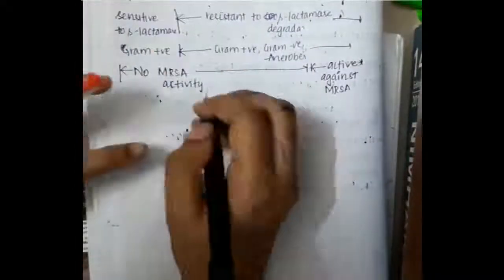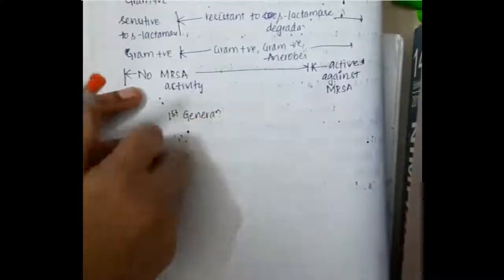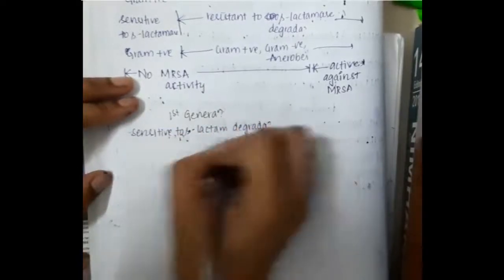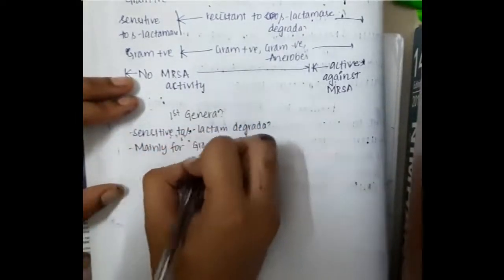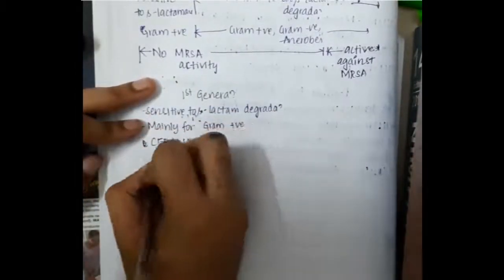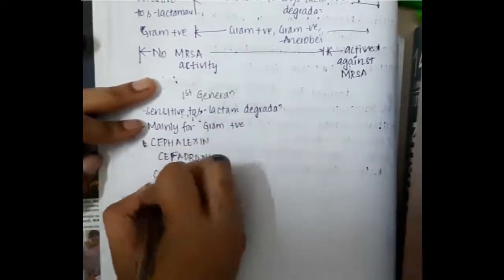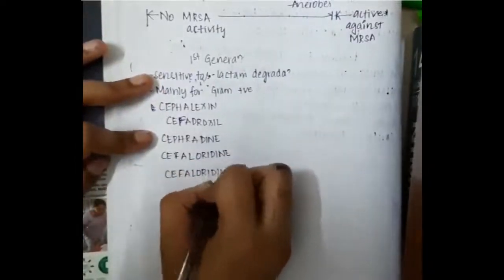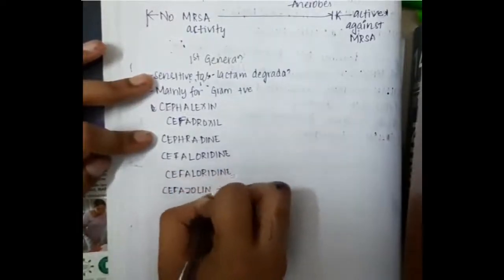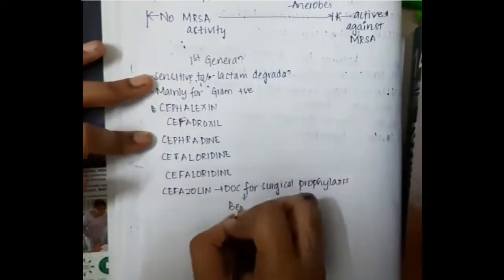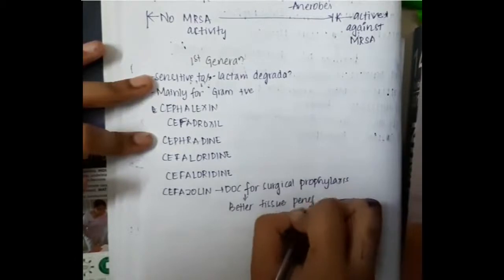Now we have the first generation cephalosporins. First generation cephalosporins are mainly sensitive to beta lactamase degradation. They are mainly for gram positive. These include cefalexin, cefadroxil, cephradine and cephaloridine, and we also have cefazolin. Cefazolin is the drug of choice for surgical prophylaxis and it has better tissue penetration.